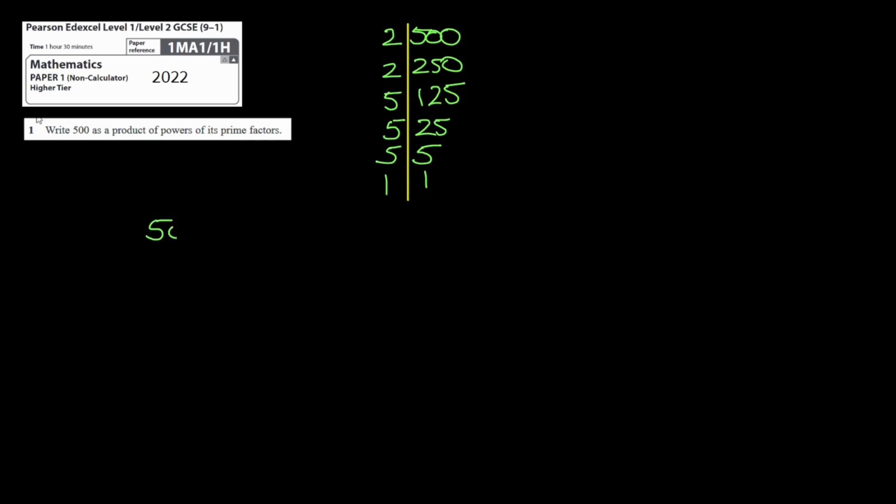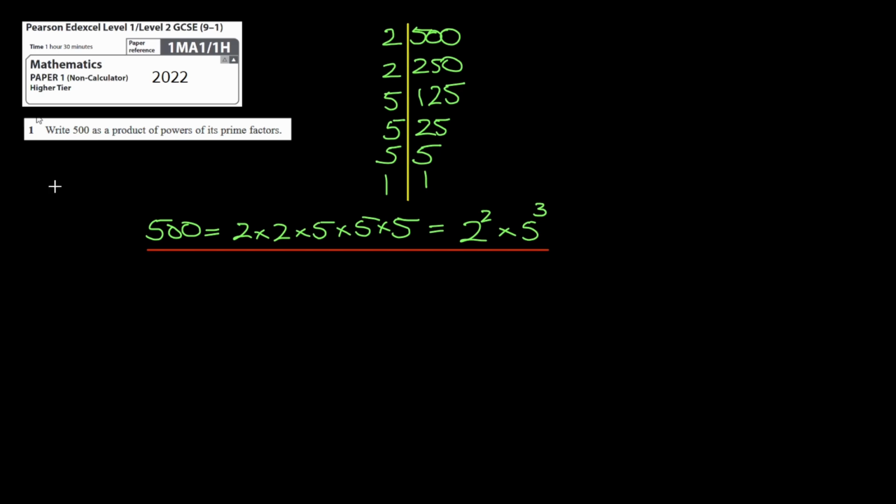So I can say that 500 is equal to the multiplication of all of these. So this is 2 times 2 times 5 times 5 times 5. Please don't leave it there. They want the product of powers of its prime factors. So these first 2 terms can be rewritten in power form as 2 squared multiplied by 5 times 5 times 5, which is 5 cubed. And that should be your answer.